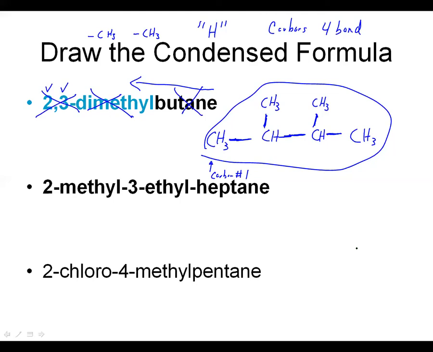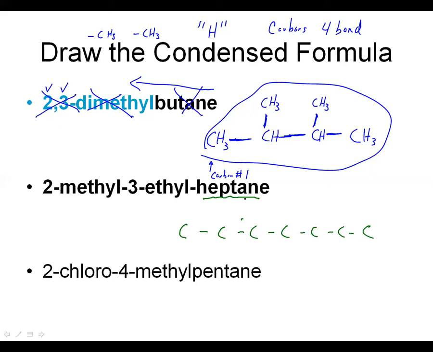Okay, so when we're looking at this, again, we want to work backwards. So heptane means 7 carbons. So we'll draw it sort of like this: 1, 2, 3, 4, 5, 6, and 7. So 7 takes care of the heptane part.